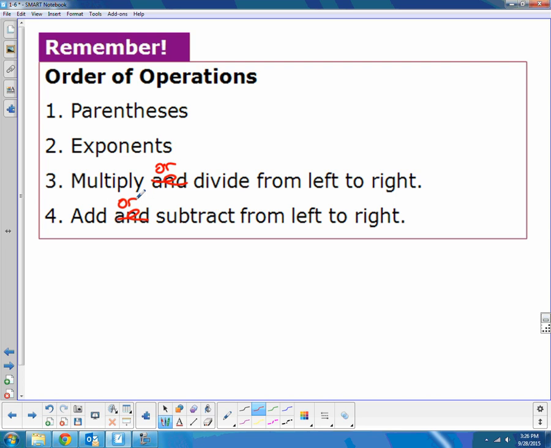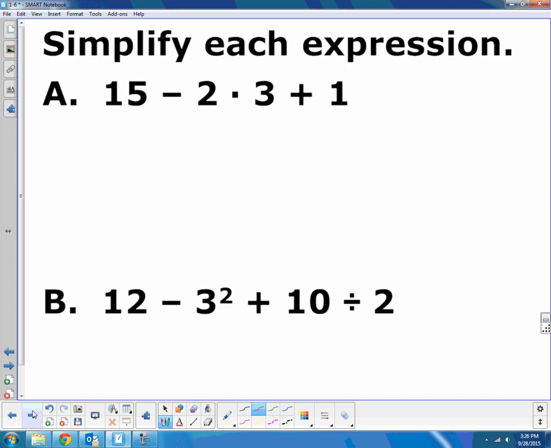You may have heard this referred to as PEMDAS. Please excuse my dear Aunt Sally. Lots of ways to remember it, but this is our order of operations. I'm going to do two examples, and I'm going to let you try a couple on your own.